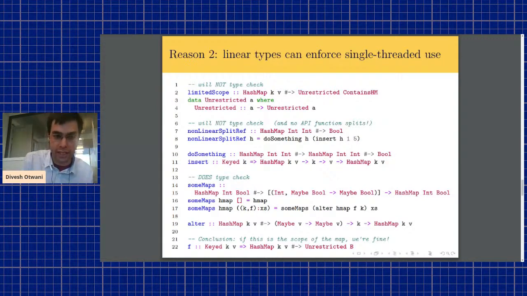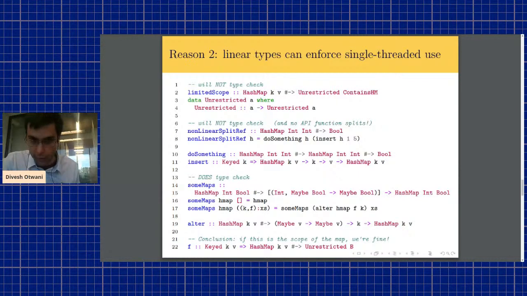Another pretty much key application of what's happening with linear types is in lines 7 and 8. So this is another big point of what linear types enables. Line 7 is nonlinear split reference. This is something that will not type check, and it takes in a hash map and gives you a bool with a linear consumption, with the linear arrow of the hash map. Its definition takes in the hash map and calls a function do something with h and some insert on the hash map with mapping 1 to 5.